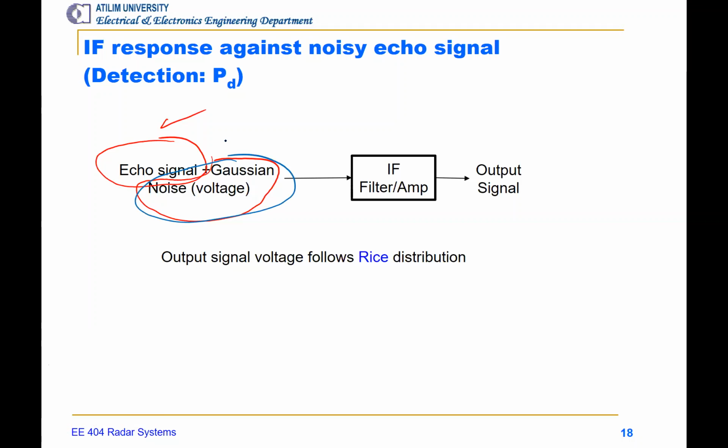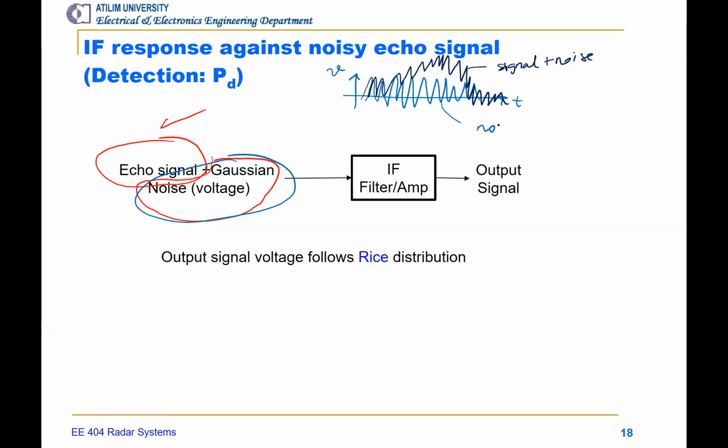So previously, let's try to illustrate this. For Gaussian noise only, we got noise only. Here is time, here is voltage, and we got noise. Now, what happens if we got an echo signal? Then this becomes like this. This is signal plus noise, and this is noise only. So we are now evaluating these 2 cases.